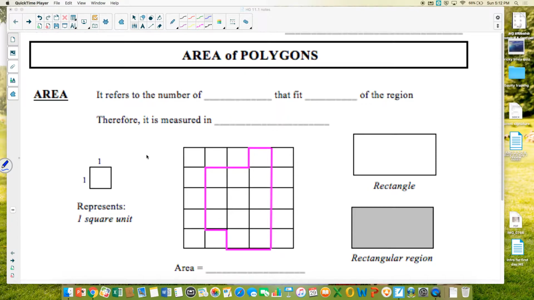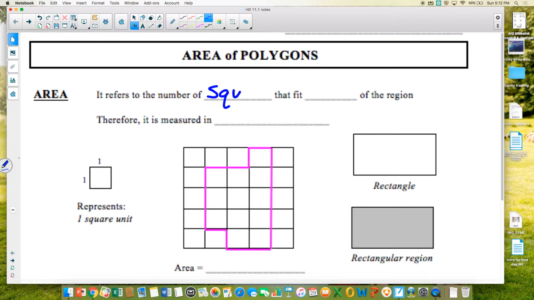Area refers to the number of squares that fit on top of the region. Therefore, it is measured in square units. So if you look down below here on the left, a 1 by 1 square represents 1 square unit.